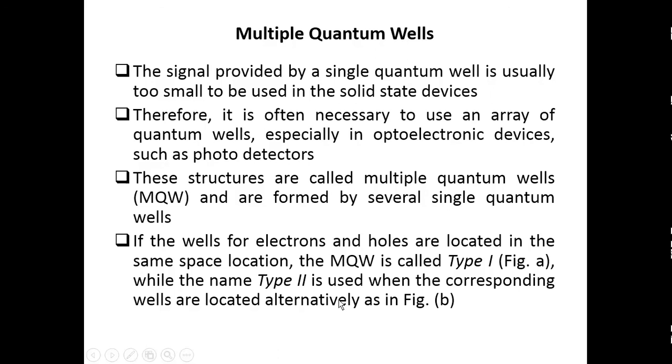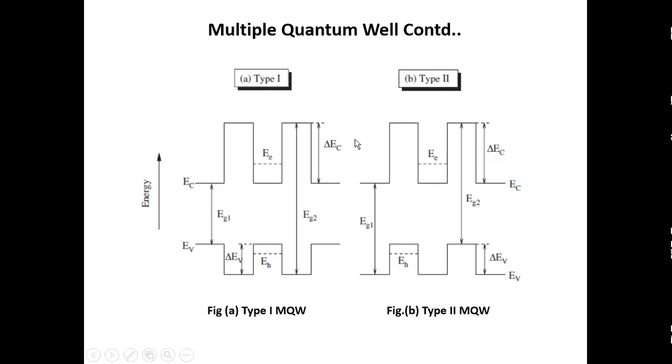The type 2 is used when the corresponding wells are located alternately. See here the wells formed for the materials, whether it is aluminum, gallium arsenide, whatever it is. If the quantum wells formed are alternately placed like this, then here is actually a type 2 multiple quantum well. This is not a single quantum well, there is an array of quantum wells like this, and this is for type 1, in which the electrons and holes actually have the same space location.